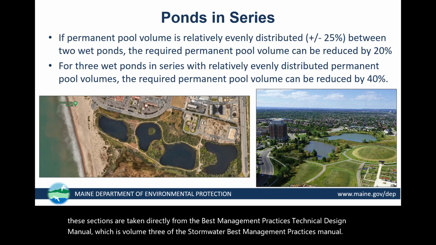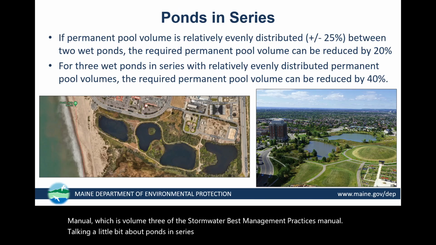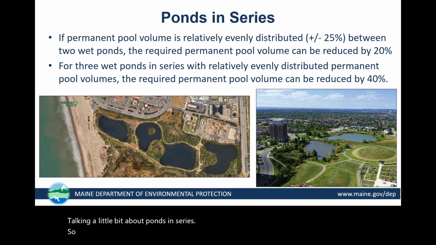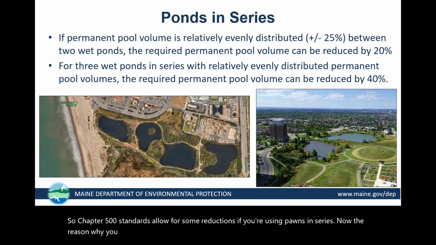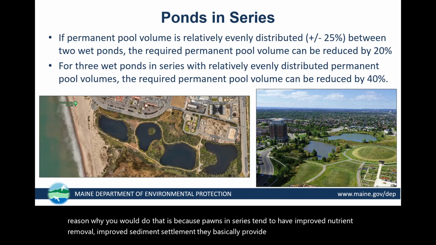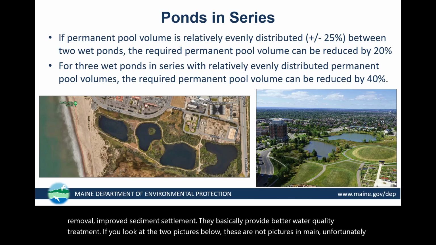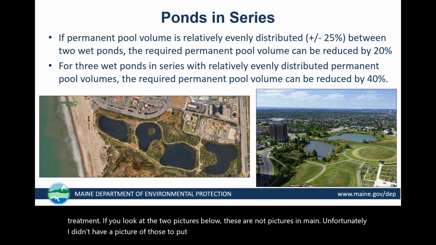Talking a little bit about ponds in series. So Chapter 500 standards allow for some reductions if you're using ponds in series. Now the reason why you would do that is because ponds in series tend to have improved nutrient removal, improved sediment settlement. They basically provide better water quality treatment. If you look at the 2 pictures below, these are not pictures in Maine, unfortunately. I didn't have a picture of those to put into this slide, but they do show some ponds in series.